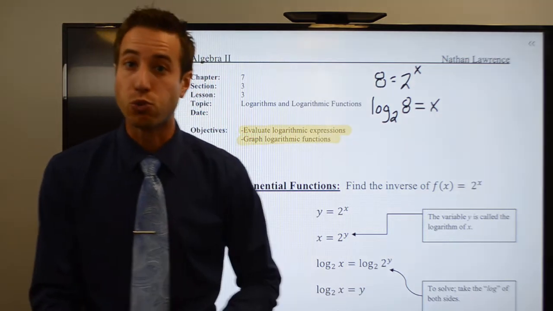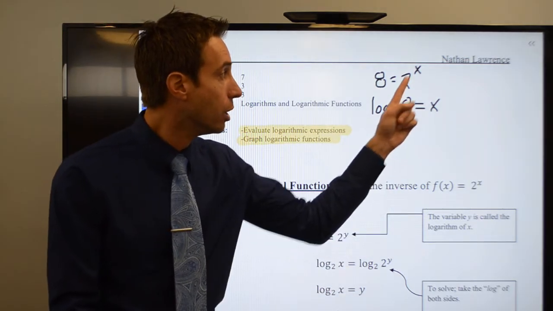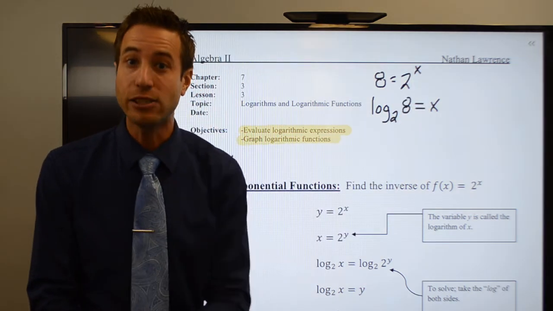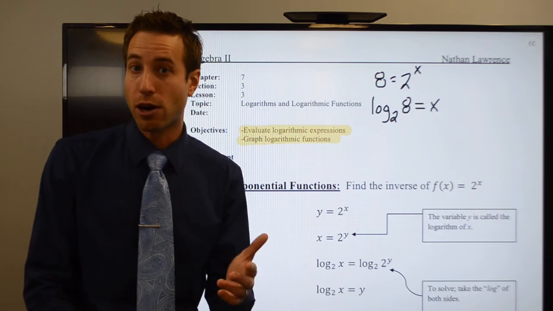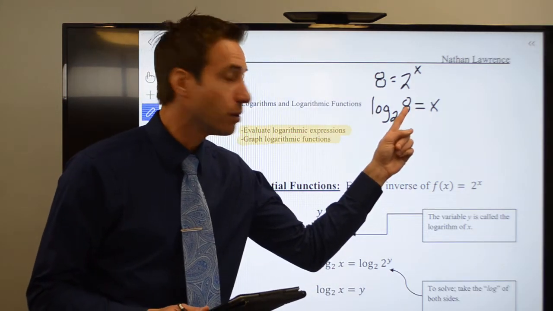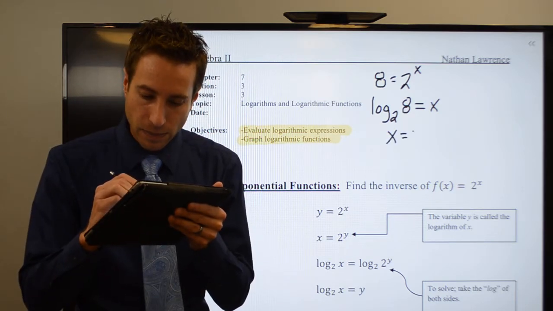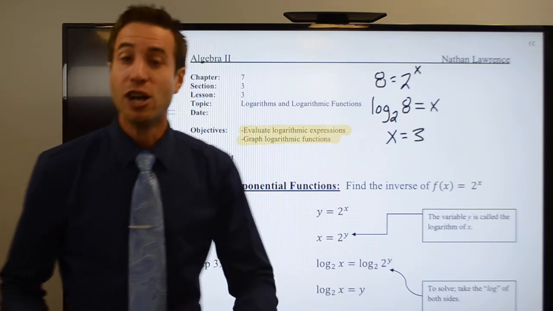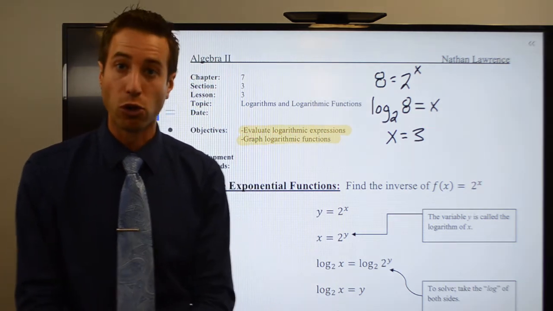Well, guys, this one's really easy to do. Actually, you should already know this. 2 to what power gets you 8? Yeah, 3. 2 to the third power gets you 8. So guess what log base 2 of 8 is? Log base 2 of 8 is 3. So what you just did is you just solved a simple logarithm.